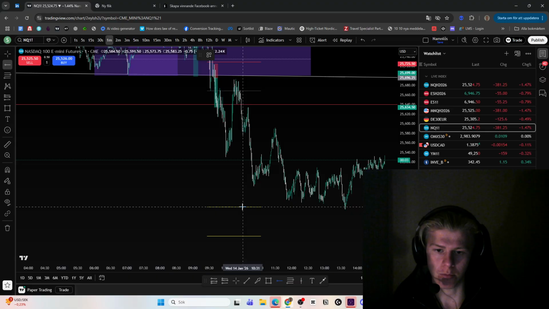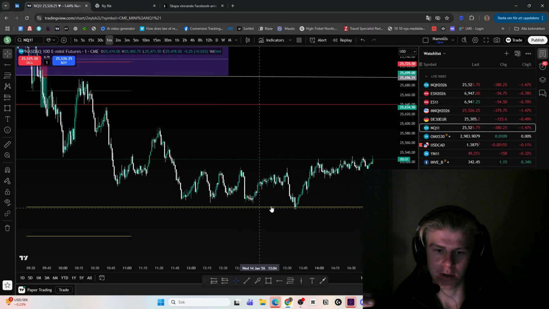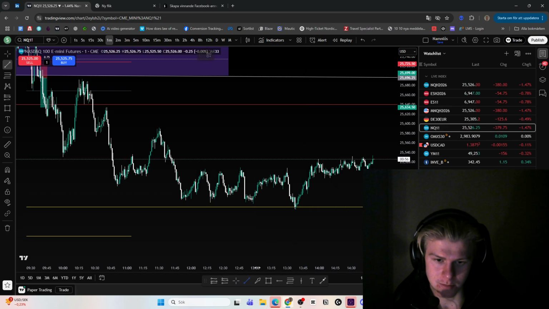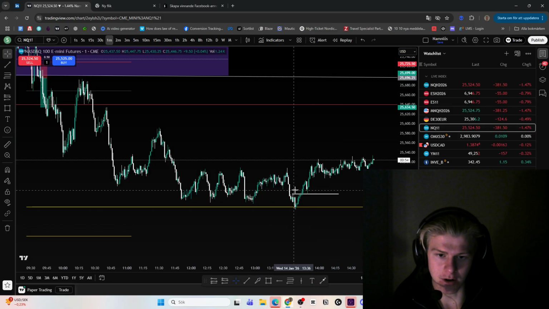I let a runner run, and I traded 3 micros. Look at that. Is that not beautiful? Yes, it is. That could have been a secondary entry.